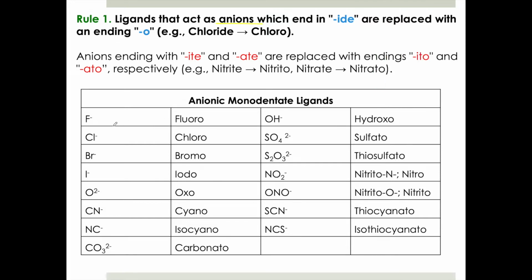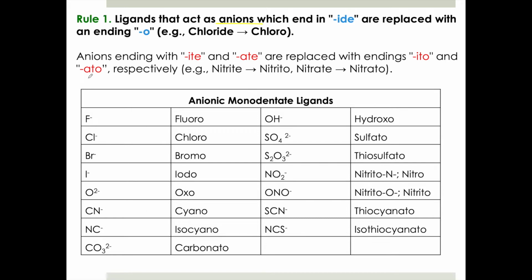As you can see from here, chloride will become chloro, bromide will become bromo, iodide will become iodo, oxide will become oxo, cyanide will become cyano. And if you have NC minus, this looks like cyano, but this one is isocyano.